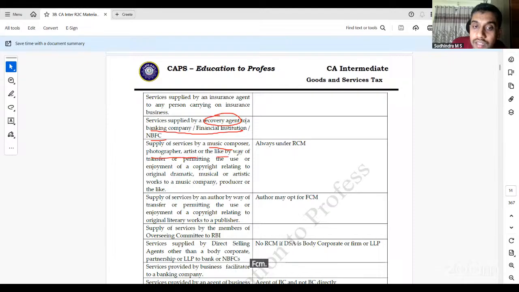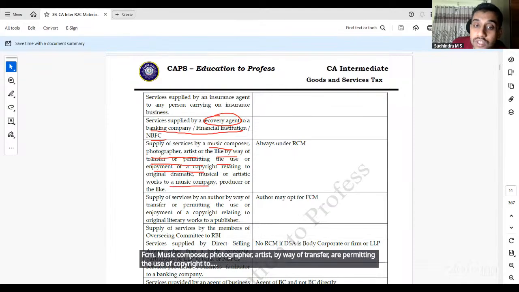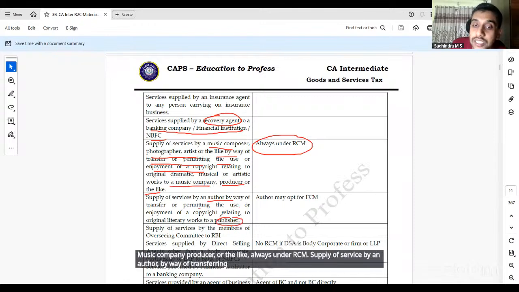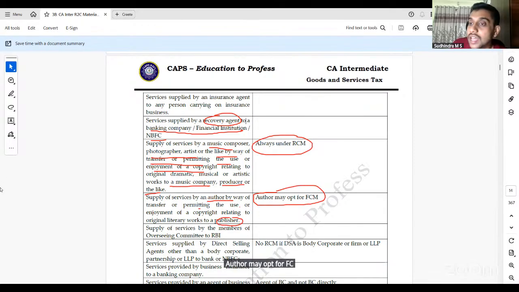Music composer, photographer, artist, by way of transfer or permitting the use of copyright to a music company, producer, or the like, always under RCM. Supply of service by an author by way of transferring or permitting the use to a publisher: author may opt for FCM. If not, it comes under RCM.